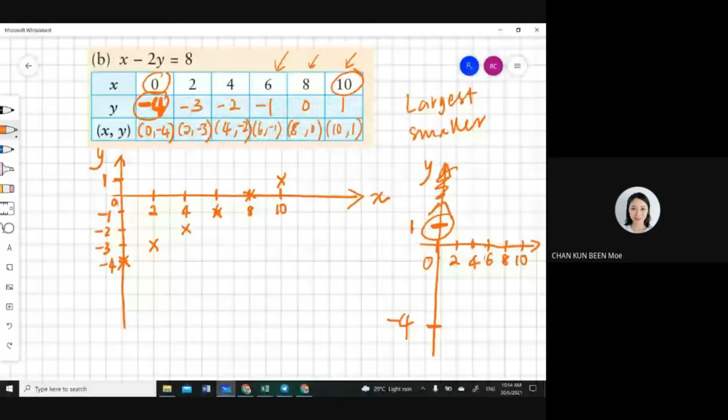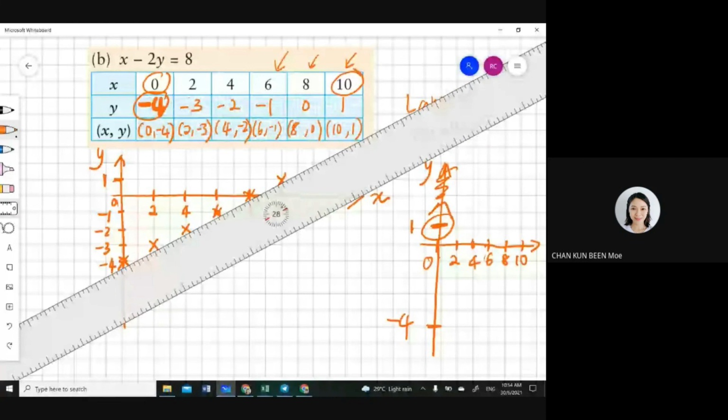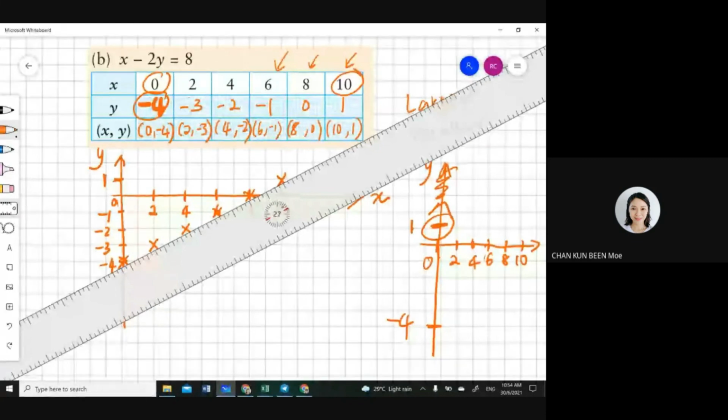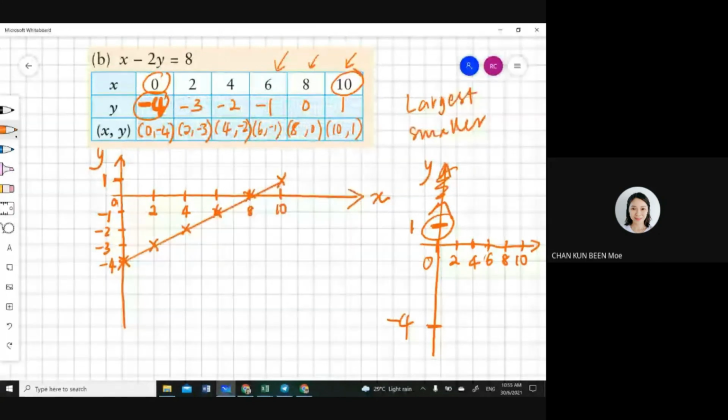Lastly, you just join up using a ruler. Okay, so I use my ruler here. Make sure all the points are joined up correctly. So just draw the line, start from the first point to the last point. Okay, then it is done. Do you have any question, class? No.